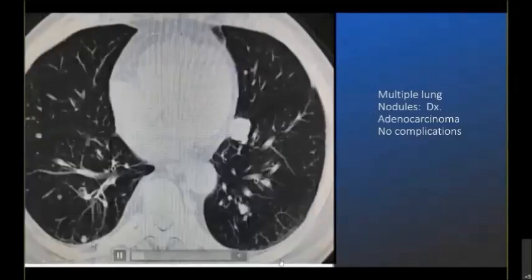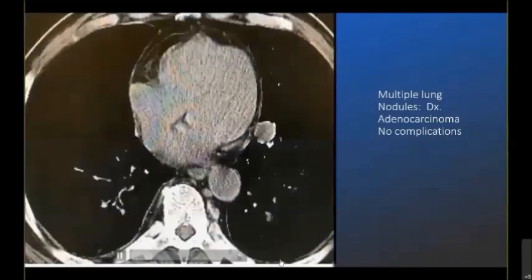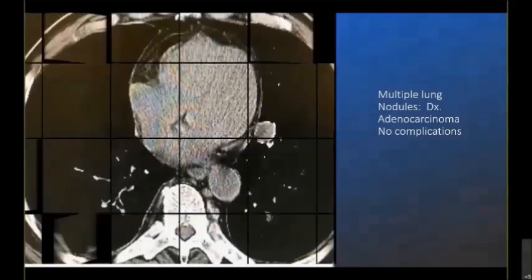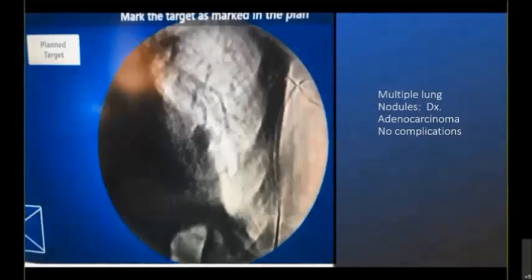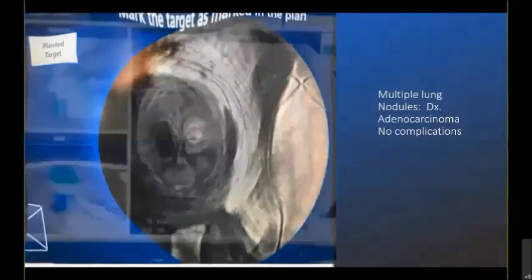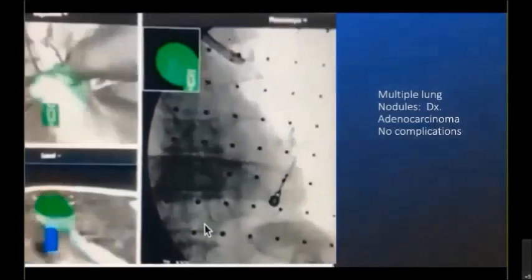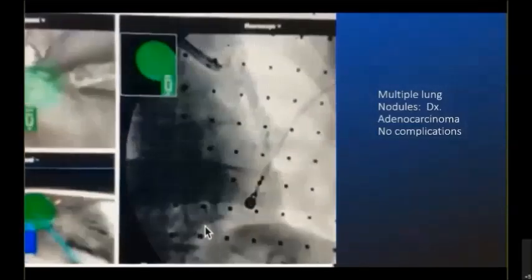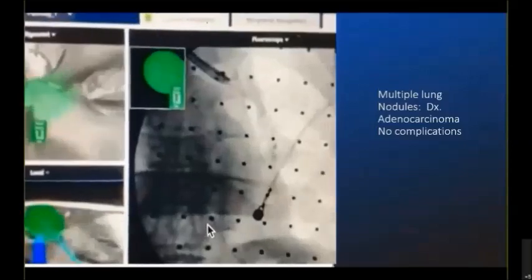Okay, this is just another one that's showing this guy had multiple lung nodules. The thing that's really cool about this one is this lesion right here. And you can see that this is a tomosynthesis image after we did a sweep. And this is the actual video. Now, the video is really hard. Can you pause this?